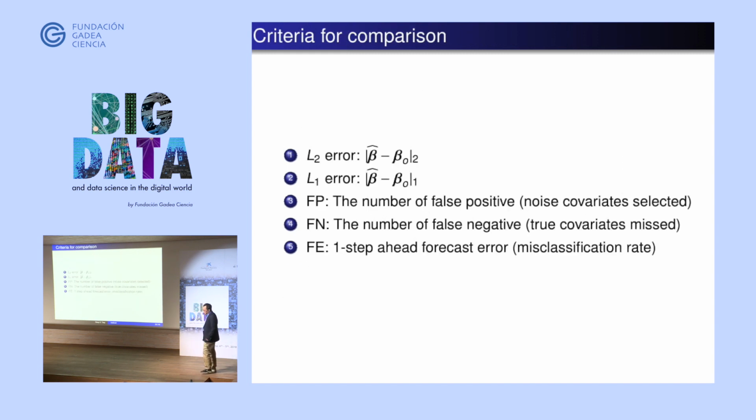So the criteria we use to quantify how good the out of sample prediction is: we calculate the L2 error norm and also L1 error, and the false positive rate. That's basically when a noise variable got selected. Also the false negative rate, when an important covariate got missed, and also the one-step prediction error. This is a misclassification rate because the response is 0, 1, and so on.